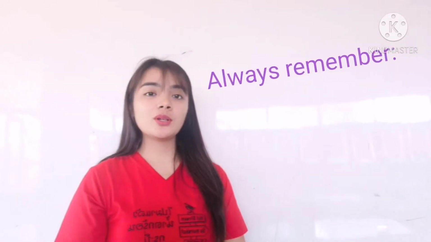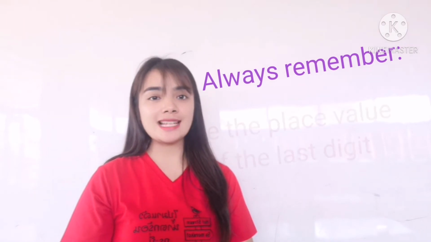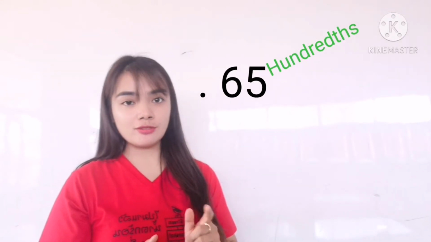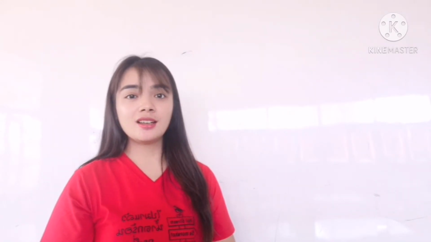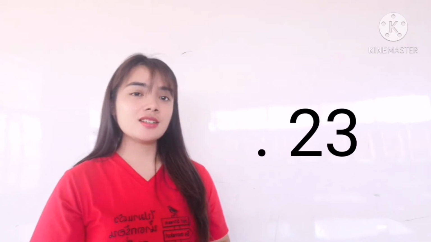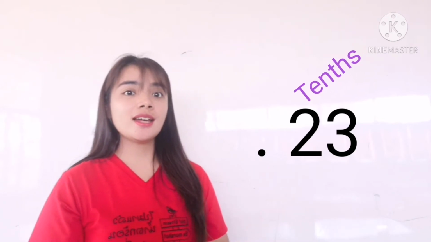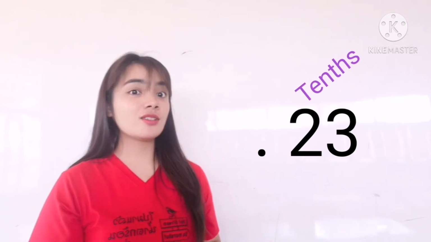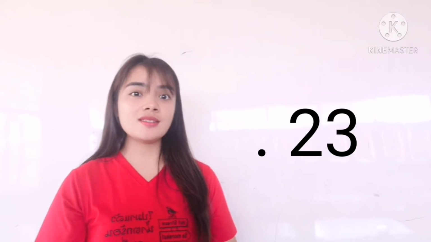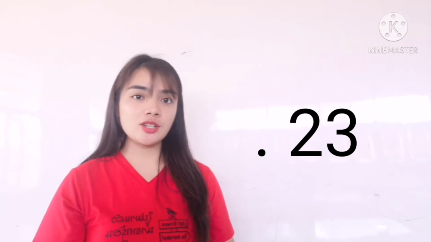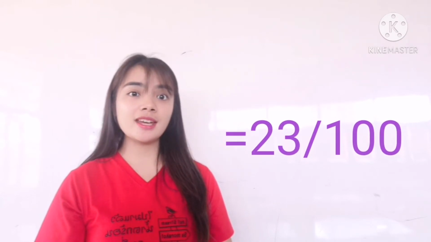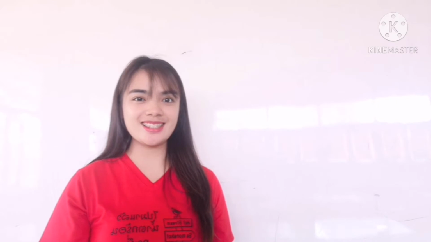So always remember that we need to use the place value of the last digit in the number to determine what the denominator of the fraction would be. So like for example, we have 0.23. So as you can see that 2 is in tens place and then 3 is in hundreds place. So we can just write this decimal into fraction as 23 all over 100, since 3 is in hundreds place.